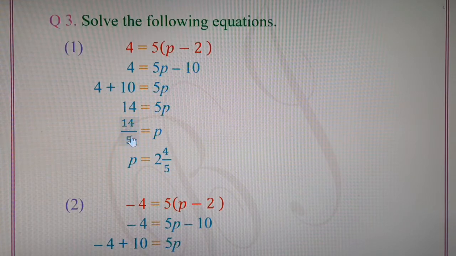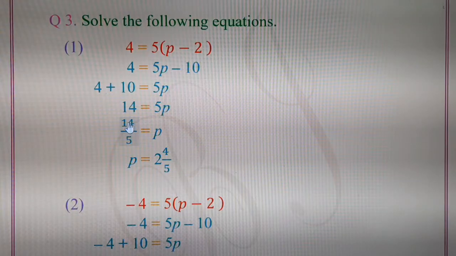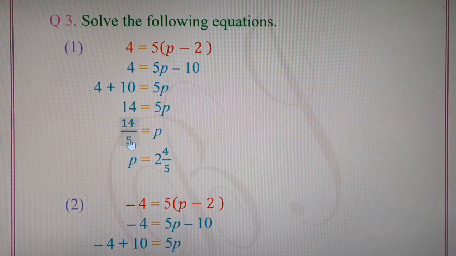So in order to convert 14 upon 5 into a mixed fraction, we have to use the multiplication and addition rule, where 5 will be kept as it is in the denominator, and then we have to use 5's table to find the nearest multiple of 5 to 14. So 5 1s are 5, 5 2s are 10, 5 3s are 15. 5 3s are 15 is greater than the numerator 14. Hence we will use a smaller multiplication, so we cannot take 5 3s are 15, we will take 5 2s are 10.